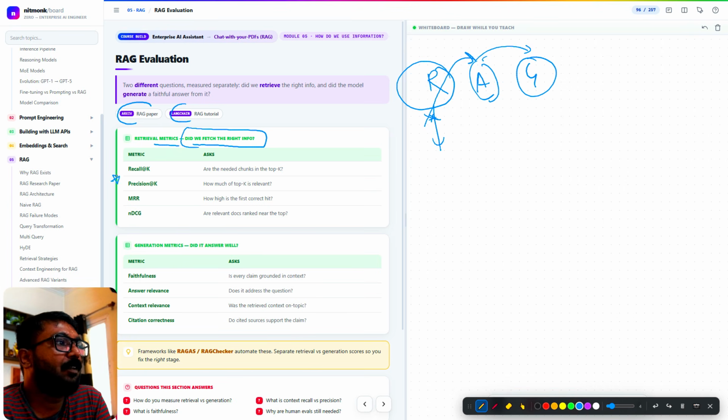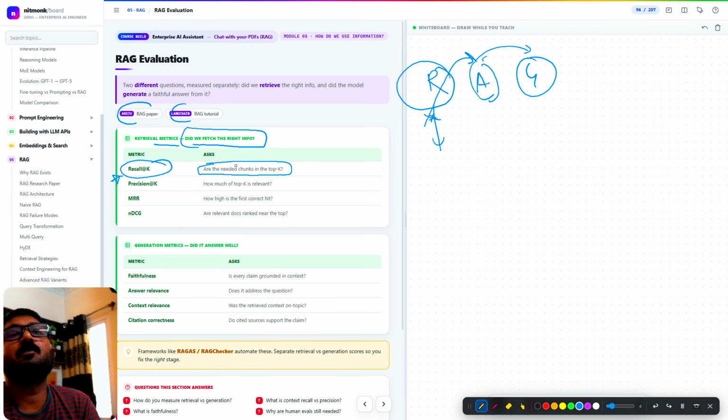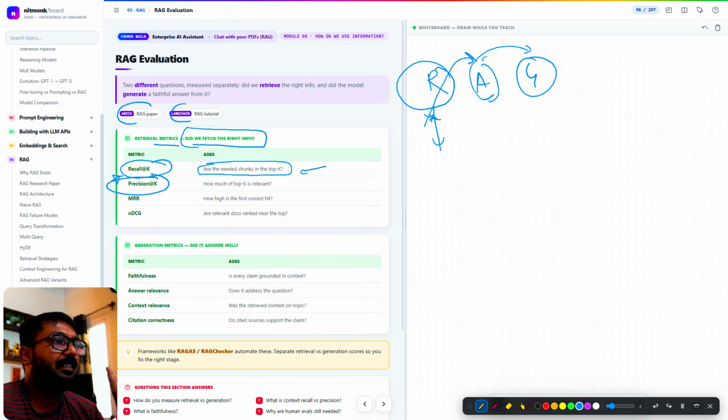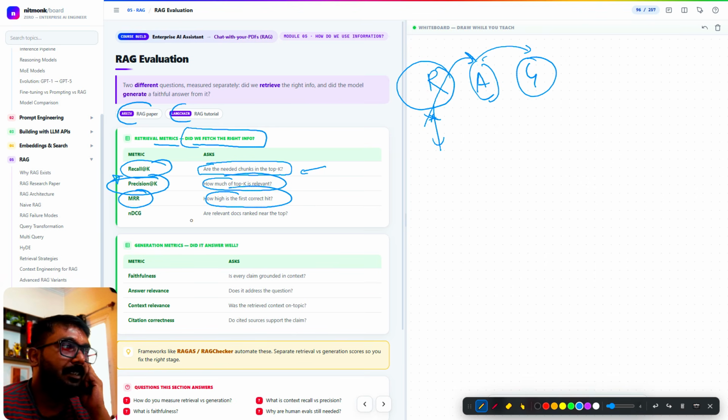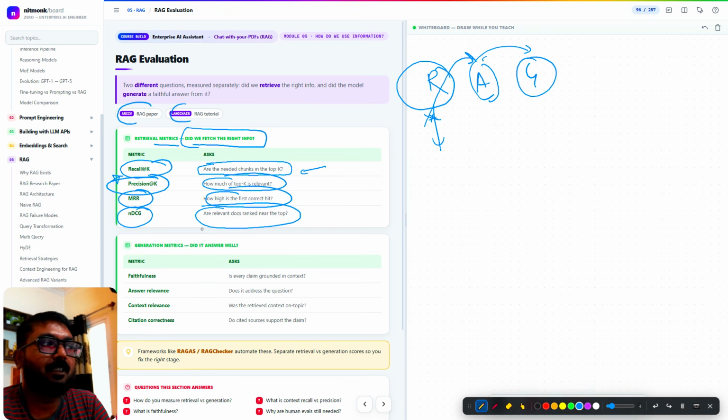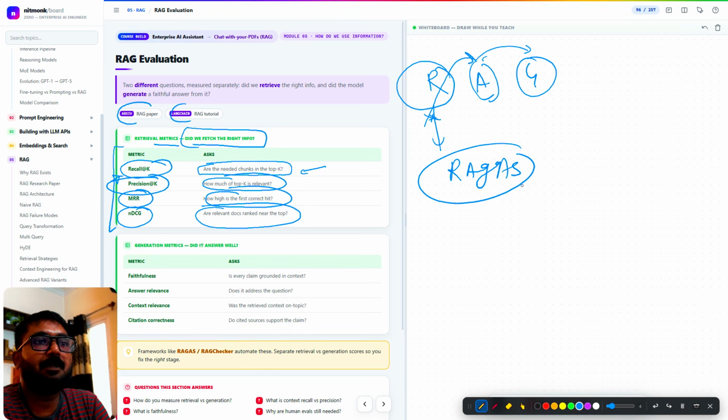So the first metric is recall@k. Are the needed chunks in the top k? That is the first metric that we should take care of. If someone will ask, that is recall@k, that will check whether the chunk that has been retrieved is in the top k or not. Precision@k: how much of the top k is relevant. MRR, how high is the first correct hit, right? And DCG, are relevant docs ranked near the top. So now these are the different metrics, and these are the metrics that are used in Ragas. So we'll see the Ragas evaluation framework.